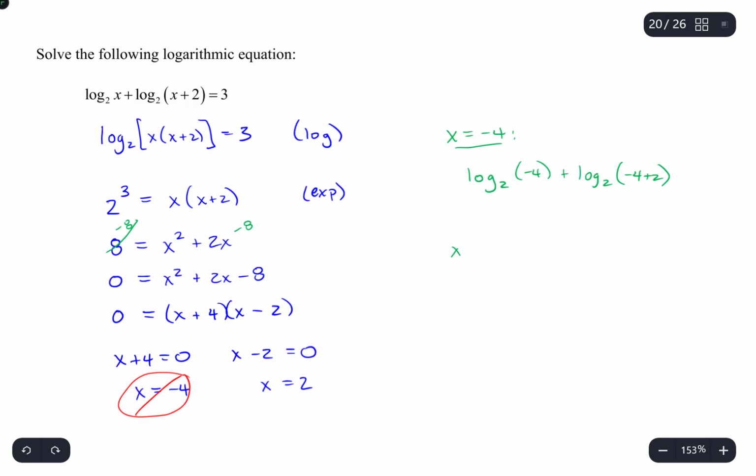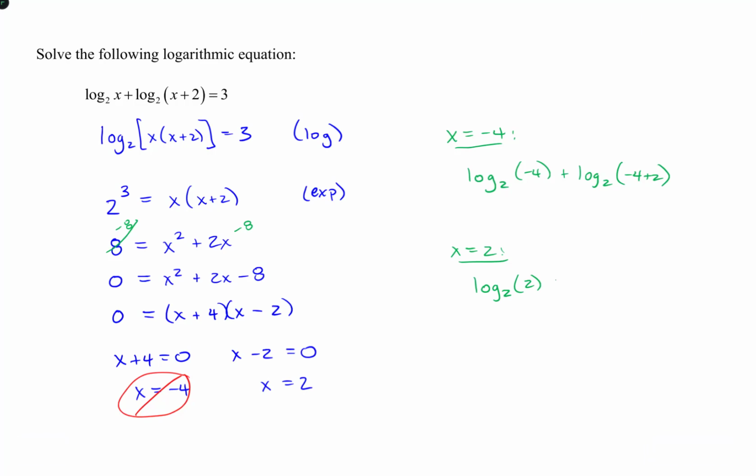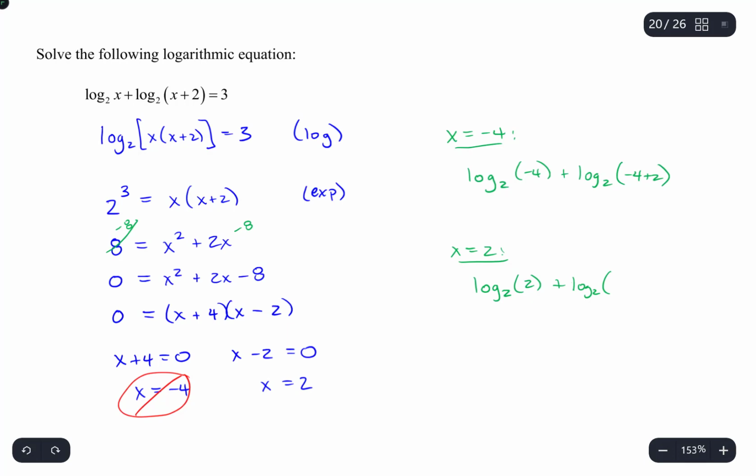So then positive 2, let's see what happens there. If I put positive 2 in, it would be log base 2 of 2, because I'm just replacing x with 2, so that's fine. And log base 2 of 2 plus 2, which is 4. So that's a positive number, and that's fine as well. So x equals 2 is a valid solution, but x equals negative 4 is not. So we have to throw that out.